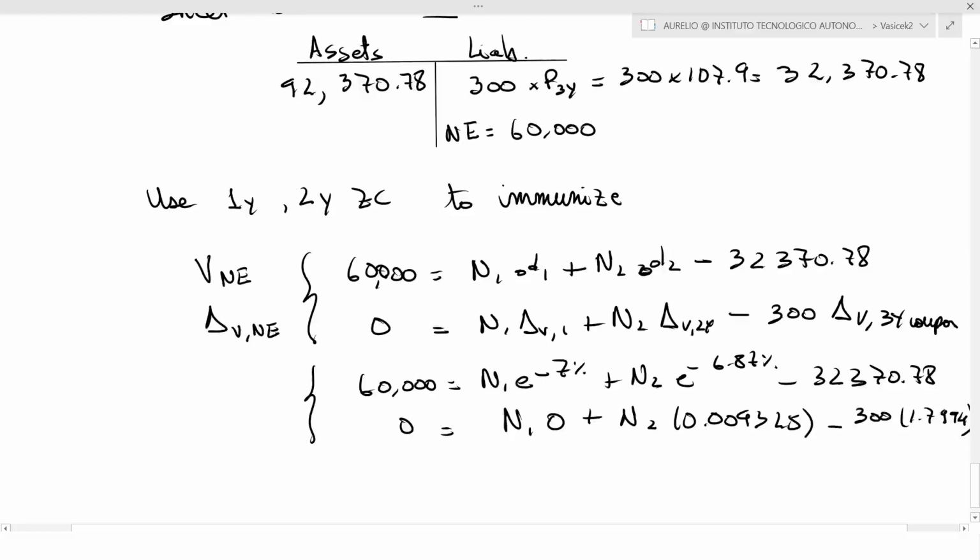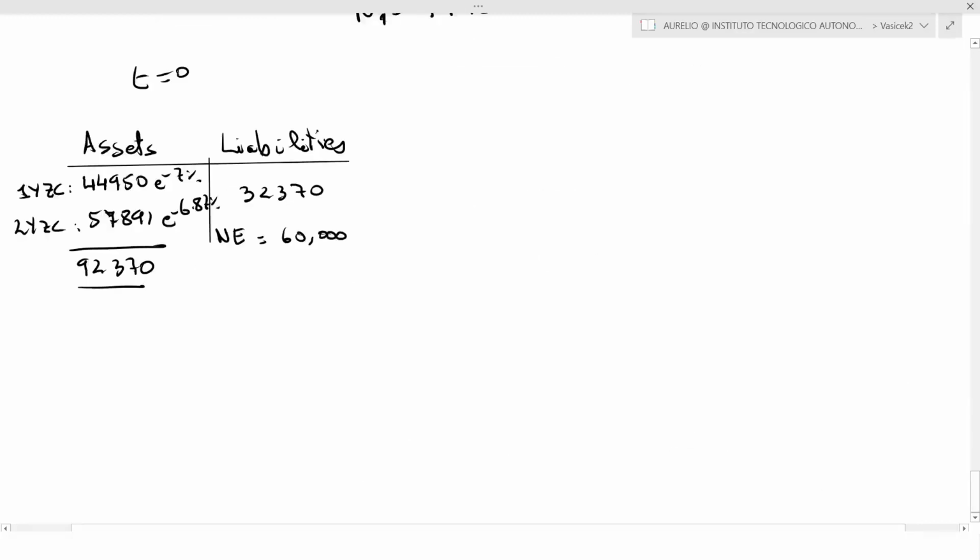We solve and we find that N1 is equal to 44,950.239 and N2 is equal to 57,891.47. So at time t equals 0, we're going to have liabilities of 32,370, the net equity of 60,000, but now we bought 1-year and 2-year zero coupon bonds. These are the quantities, and the total adds up to 92,370.